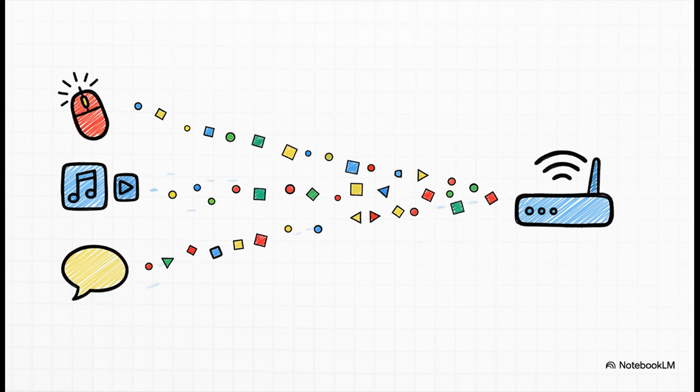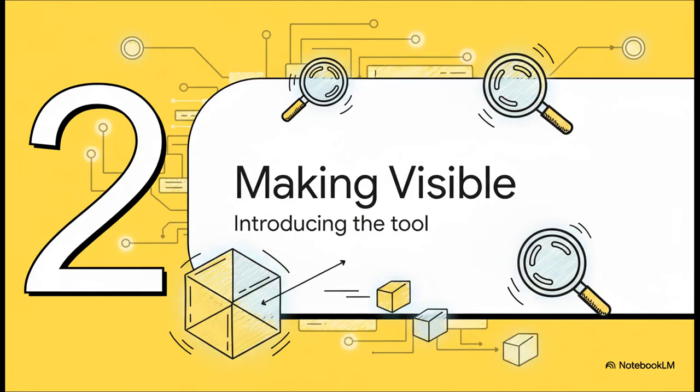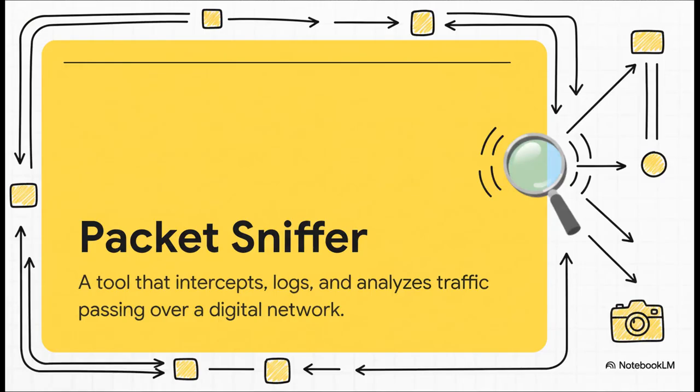It's nuts. Okay, so if it's all happening invisibly at lightning speed, how in the world do we see what's going on? Well, that brings us to our next part, making the invisible visible. We're about to introduce the tech that lets us pull back the curtain on this whole hidden world. The tool for the job is called a packet sniffer. And its job is pretty simple in concept. It grabs, logs, and analyzes the traffic on a network.